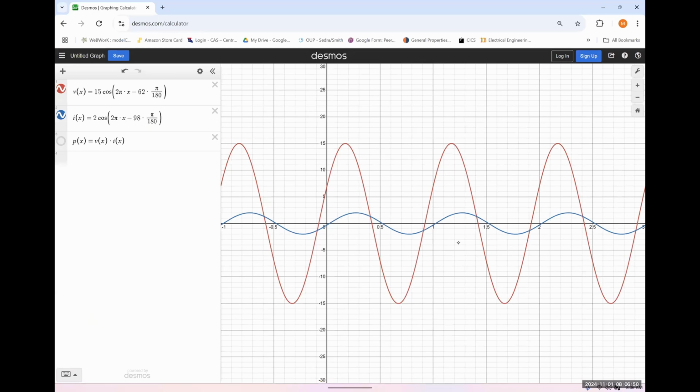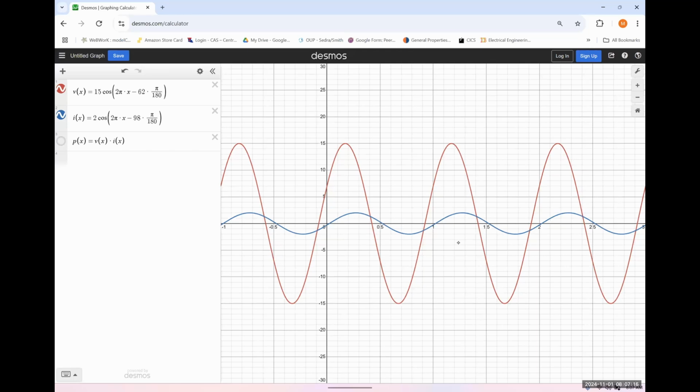So right now I have a voltage waveform in red. I have an angular frequency of 2 pi radians per second and a phase angle of -62 degrees. And then I have a current waveform in blue, which has an angular frequency of 2 pi radians per second and a phase angle of -98 degrees.